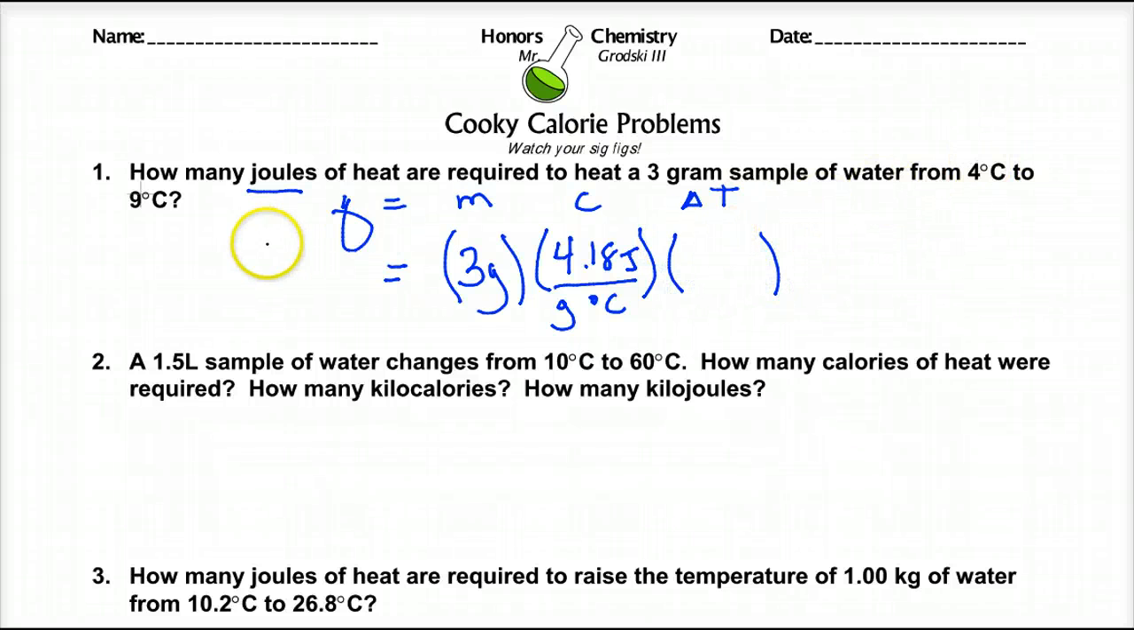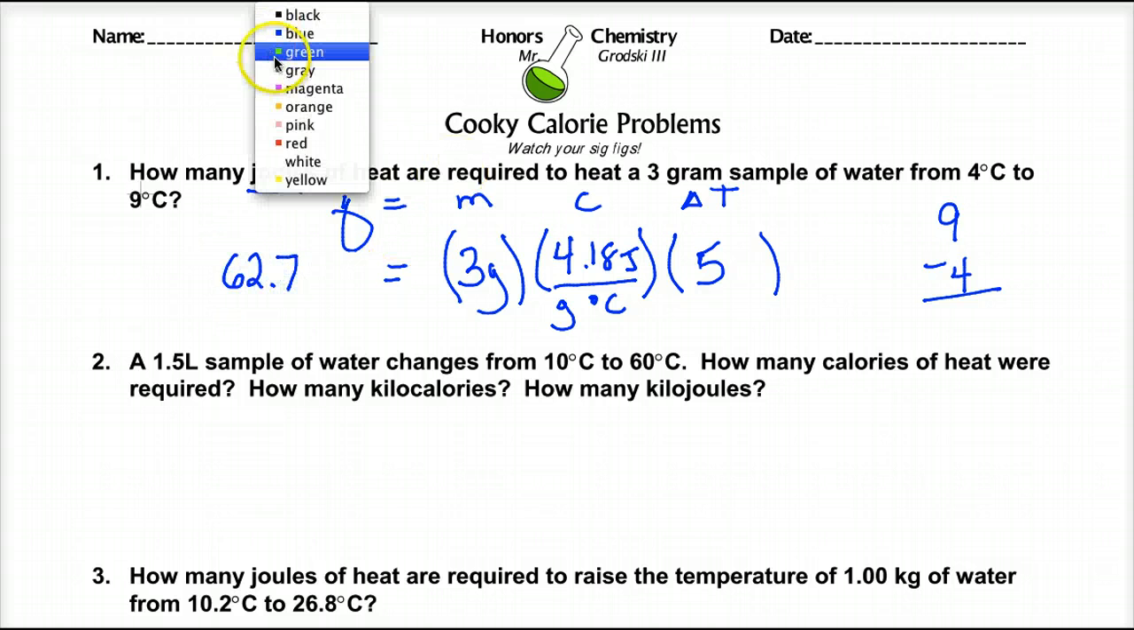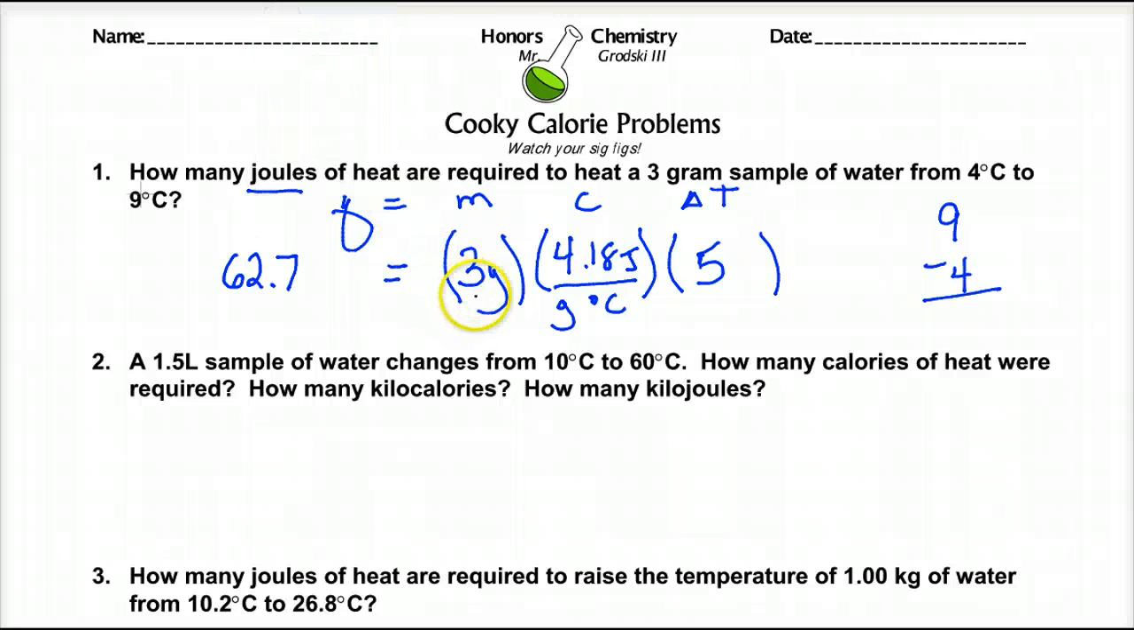Change in temperature, pretty simple stuff. Okay, we have 9 minus 4, and that gives me a 5. Okay, and this, put in my calculator, is 62.7. Now what are the units? Well, grams cancel. This is supposed to be degrees Celsius, right? That cancels, and I'm left with joules. Okay, pretty straightforward. Okay, notice it's about the water again.